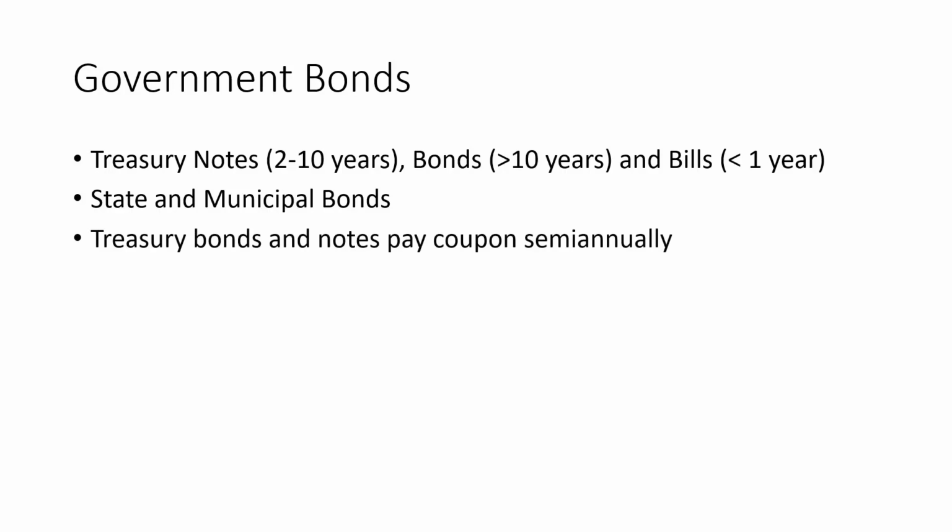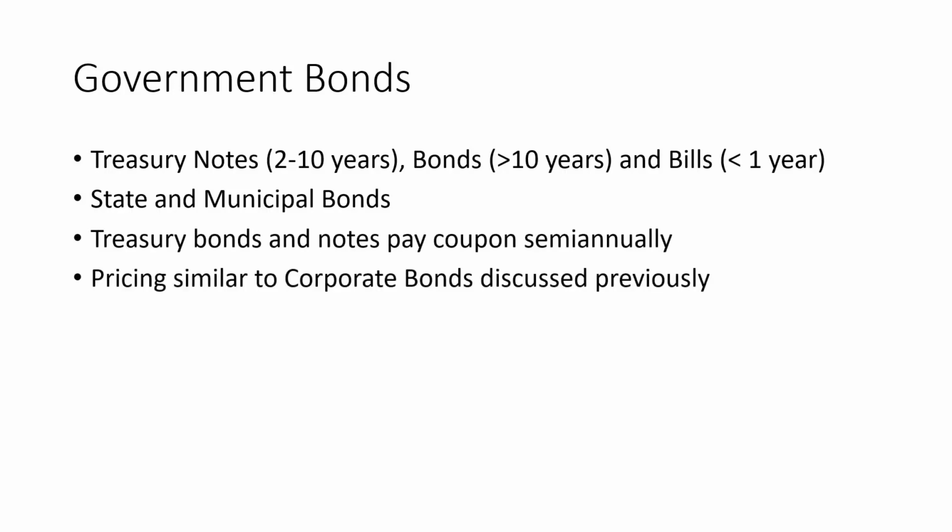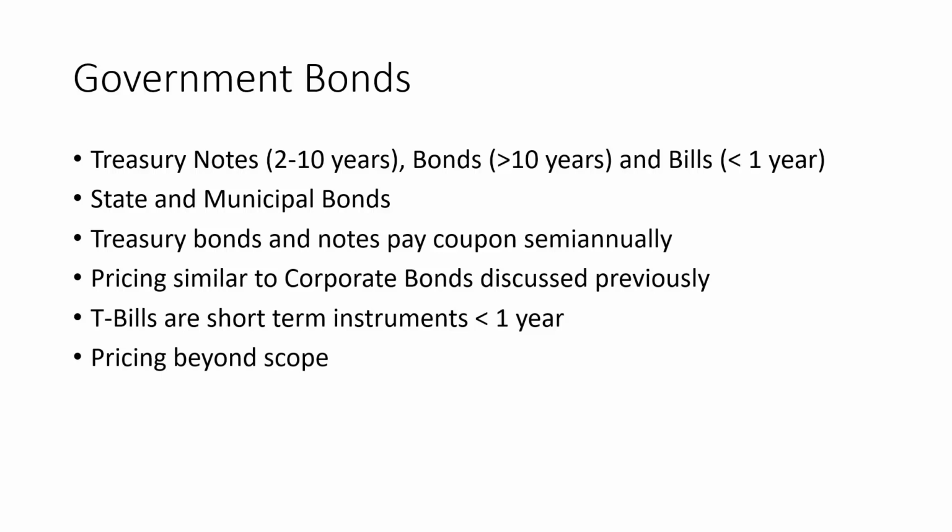So Treasury bonds and notes pay a coupon semi-annually. Treasury bills are like zero coupon bonds, not really, but they're priced in a similar way, and their pricing is beyond the scope of this presentation. But bond pricing is similar to the present value of an annuity plus one cash flow of the face value at the end. So it's similar to the pricing of corporate bonds that we saw in chapter 6 before this presentation. And bills are like zero coupon bonds, but their maturity date is less than a year, and the pricing is beyond the scope of this presentation.